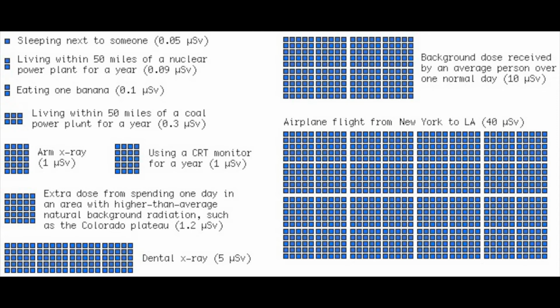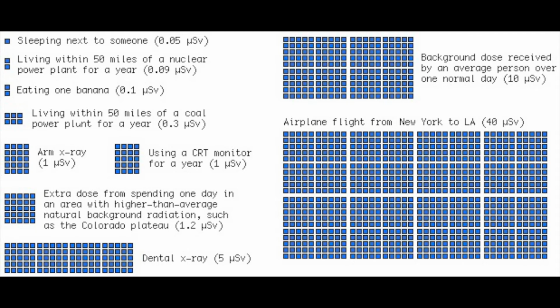A sievert is a unit used to quantify the amount of ionizing radiation exposure the human body receives. Other humans are radioactive, and sleeping next to another human will expose you to about half of the ionizing radiation that eating one banana will expose you to. Living 50 miles from a coal power plant will expose you to about 3 times the ionizing radiation over a year that eating one banana will.